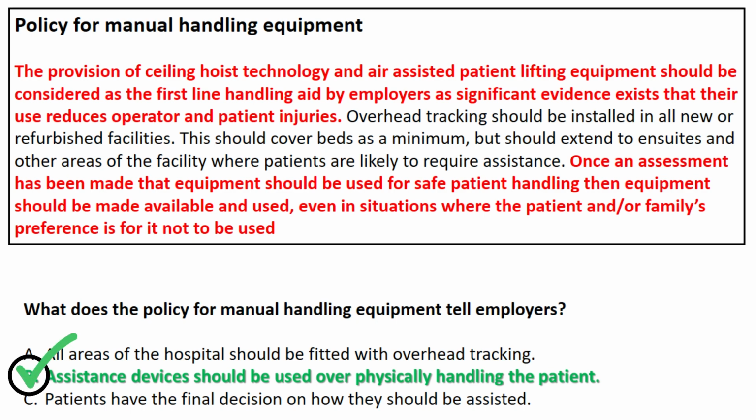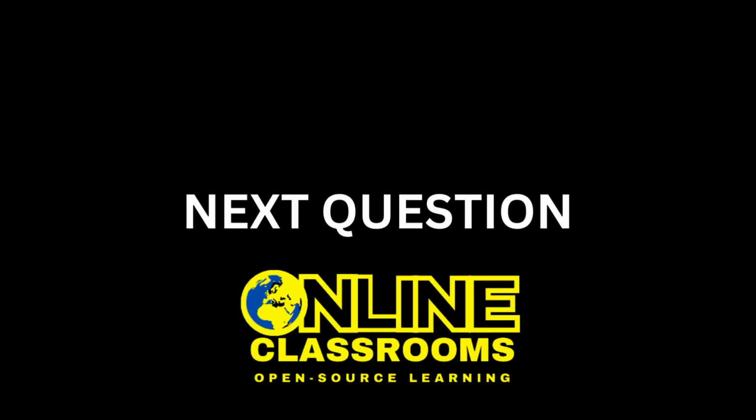Option A is incorrect because the paragraph states that overhead tracking should be installed in all new or refurbished facilities, but it does not say that all areas of the hospital should be fitted with overhead tracking. Option C is incorrect because the paragraph clearly states that the decision to use equipment for safe patient handling should be made after an assessment. And even if the patient or family prefer not to use the equipment, it should still be used. The policy does not give patients the final decision on how they should be assisted. Let's look at the next question.